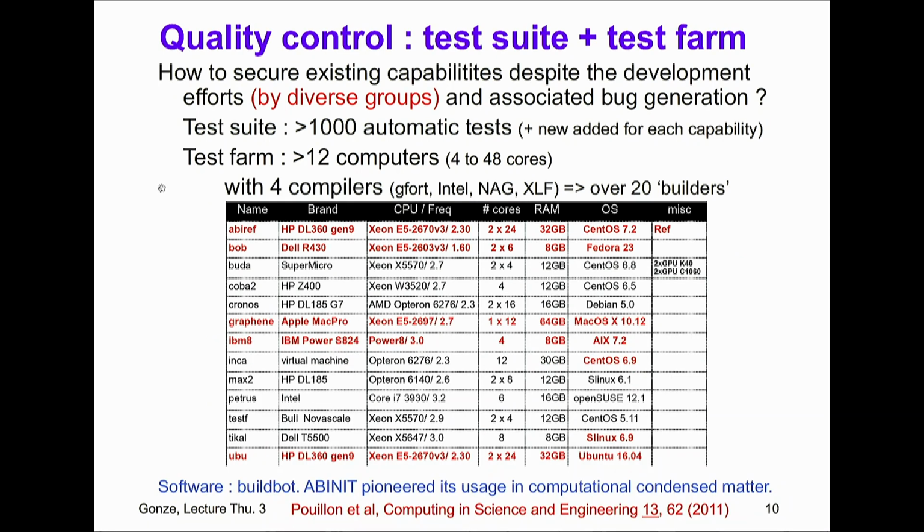So, I mentioned that ABINIT was quite robust and well tested. We have a test farm and a test suite, more than 1,000 automatic tests. And this is quite nice because we are also testing the input and output of the tutorials that we provide. So we are sure that at any time we have working input files and corresponding output files for our tutorials. Actually, we introduced the software BuildBot, we pioneered its usage in computational condensed matter.